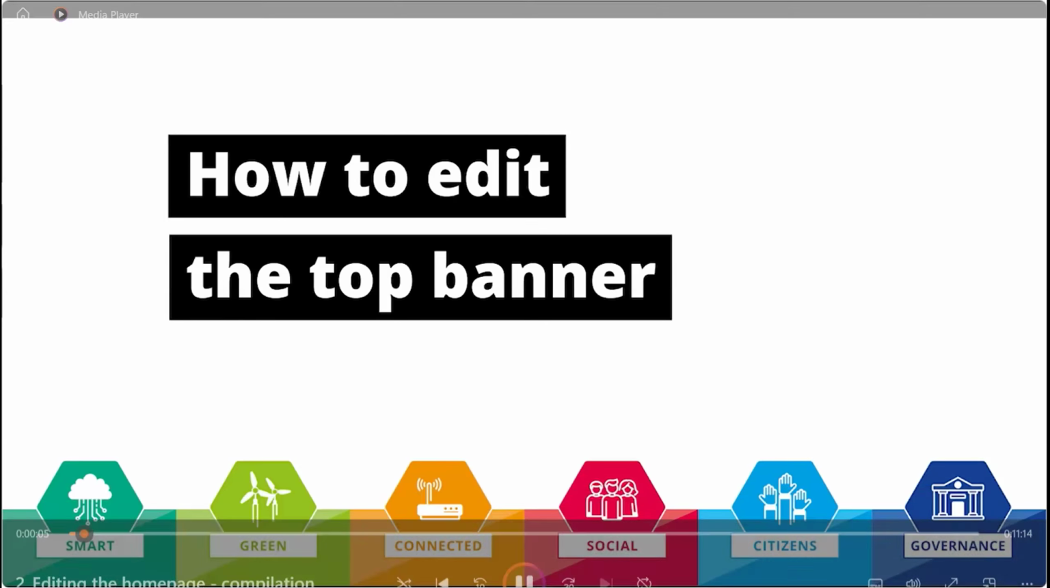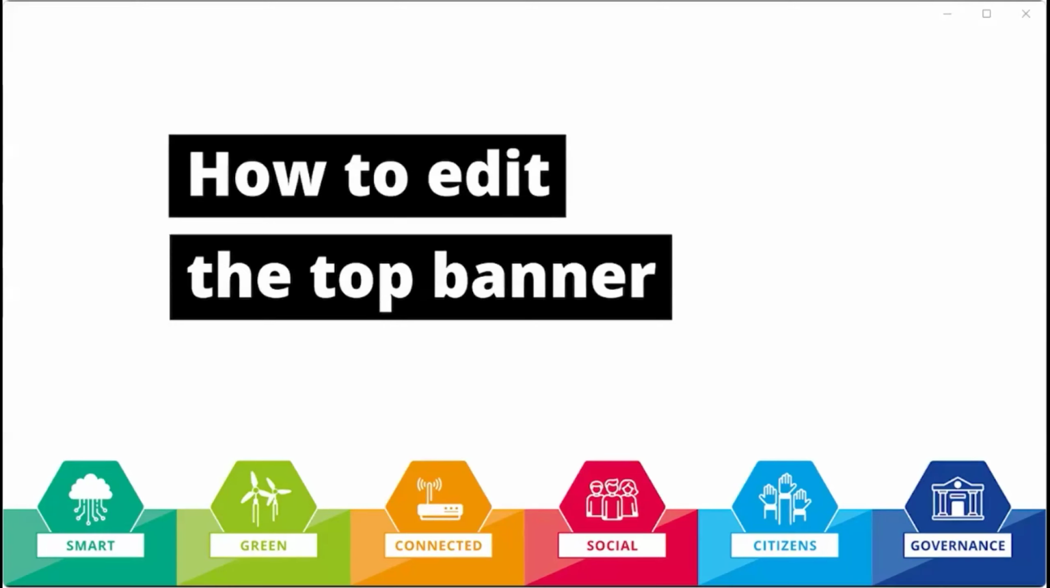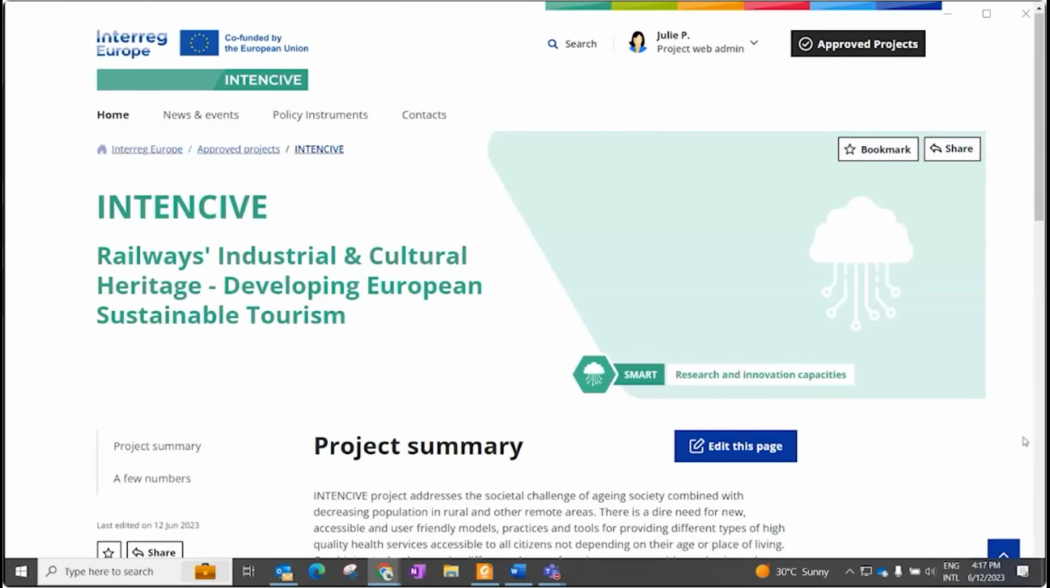How to edit your homepage and add an image to the top banner. Your project homepage is really important. It shows people what your project is about and lets them know what you and your partners are doing. You should make it as engaging as possible by using images and videos, structuring your content with headers and bullet points, publishing interesting news and events, and most importantly, writing in plain English.